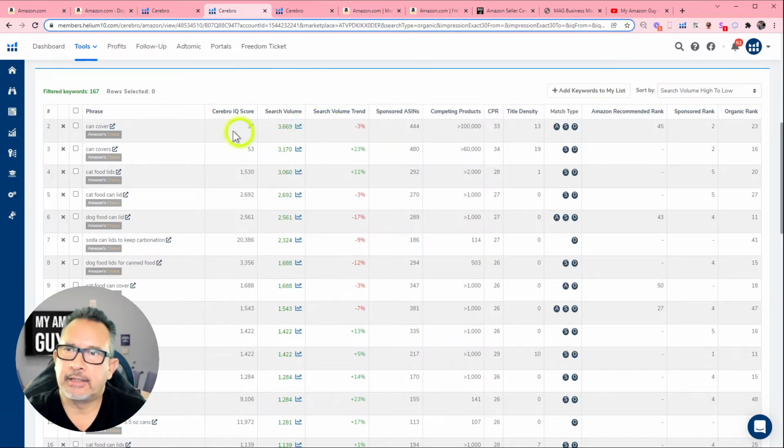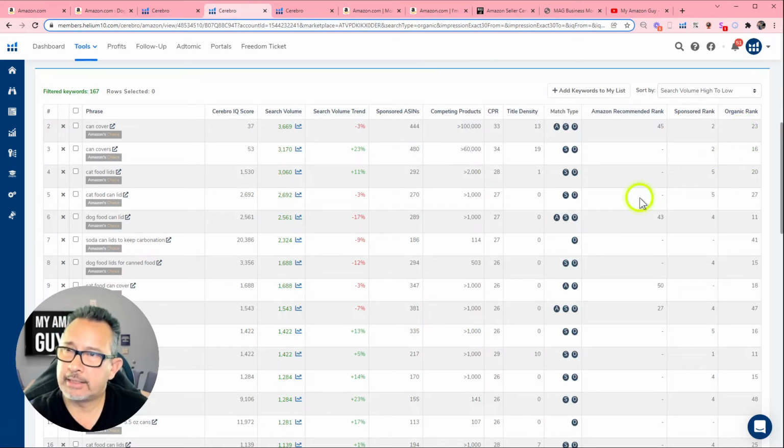Take a look at the search volume for these keywords: can cover, can covers, cat food lids, cat food. You see there's 3,000, 2,000, 1,000. The search volume is strong, and when you look at can covers, see this plus sign here, the search volume is increasing, meaning that every day more and more people are looking for can covers, yet we're missing the opportunity.